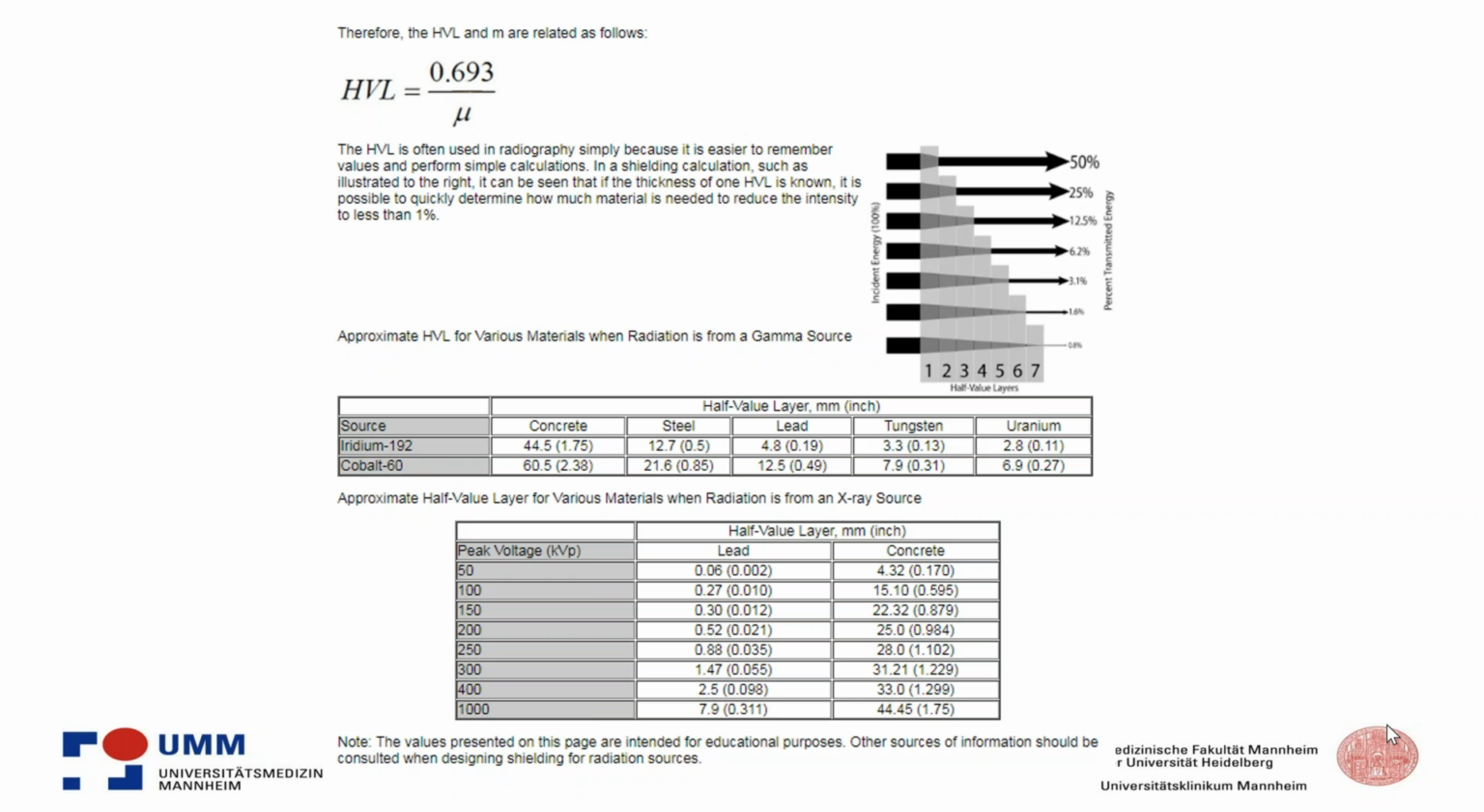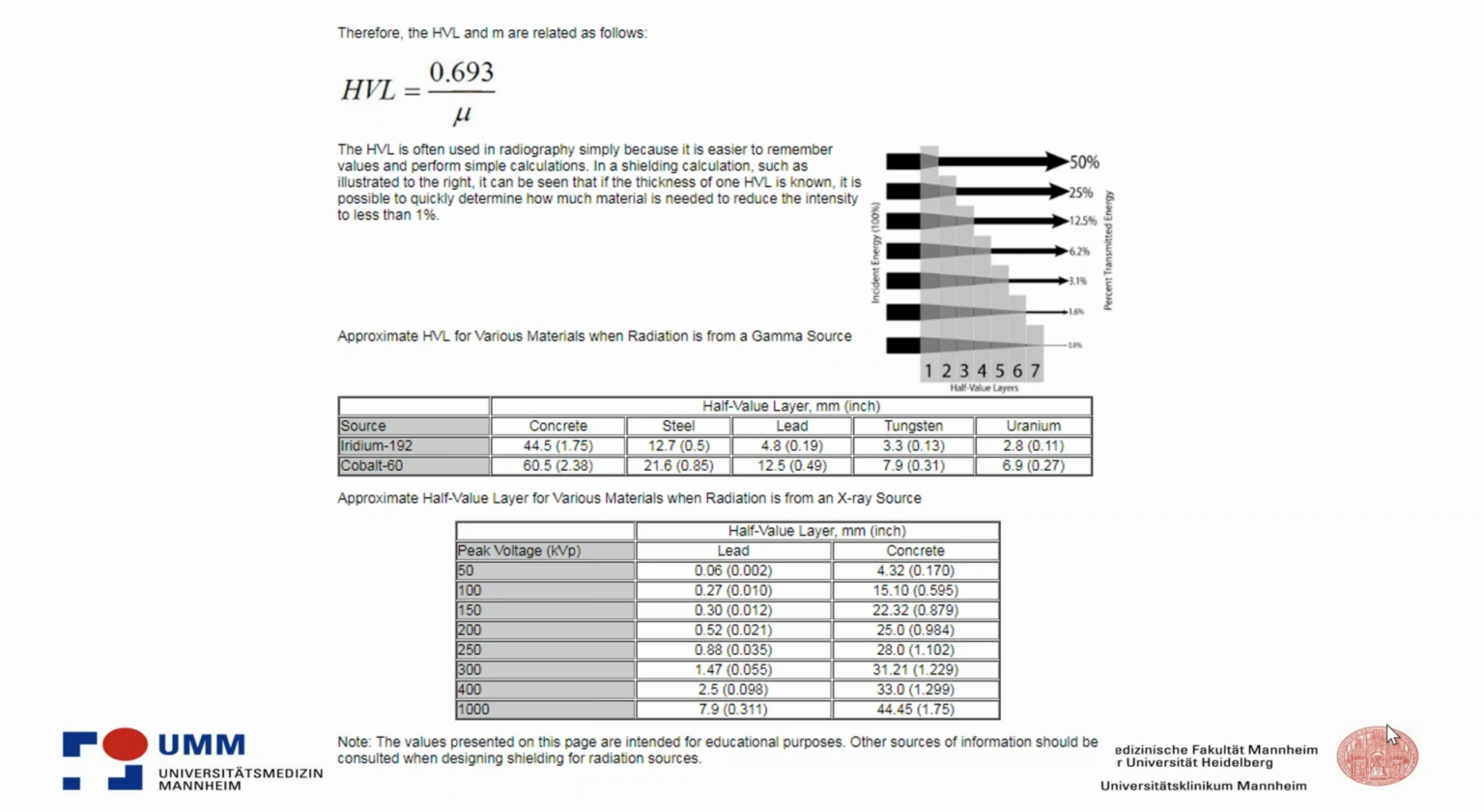But you could imagine in radiation therapy, half of the intensity is not enough. That means you need more than one half value layer to have proper shielding, for example, to a public area.